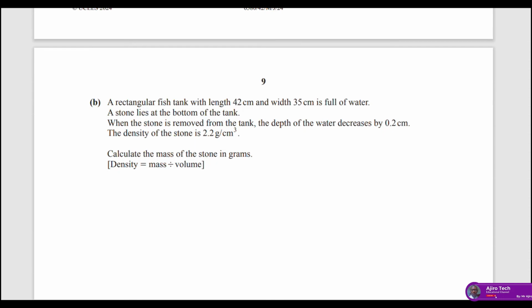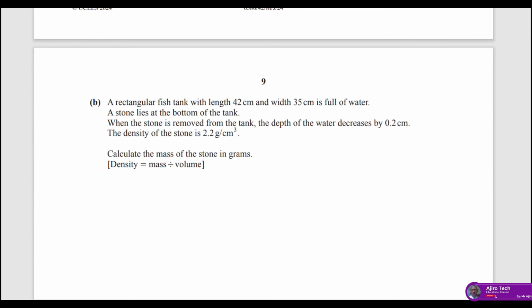When the stone is removed from the tank, the depth of water decreases by 0.2. The density of the stone is given. Calculate the mass. Mass per volume is density, so mass is density times volume. Let us first look for the volume of the stone.